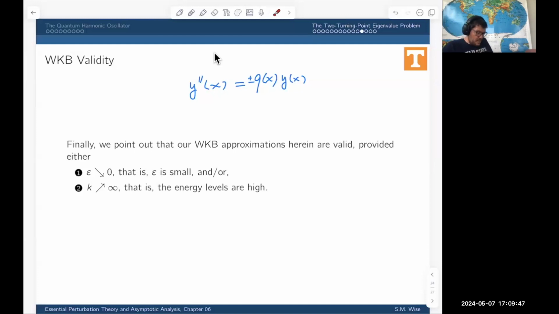However, when we were discussing the Sturm-Liouville problems, we argued that our approximations are also valid if the eigenvalues are large. Okay, so there's two scenarios, and they turn out in quantum mechanics to be highly related to each other, where we could have these WKB approximations be valid. The first one is that epsilon is small, and the second one is that the energy levels are high. And actually, you could have both of these things being true simultaneously. We only need one of them. For our applications, we're going to mainly consider the case where the energy levels are high and the epsilon is normalized to just be equal to 1.